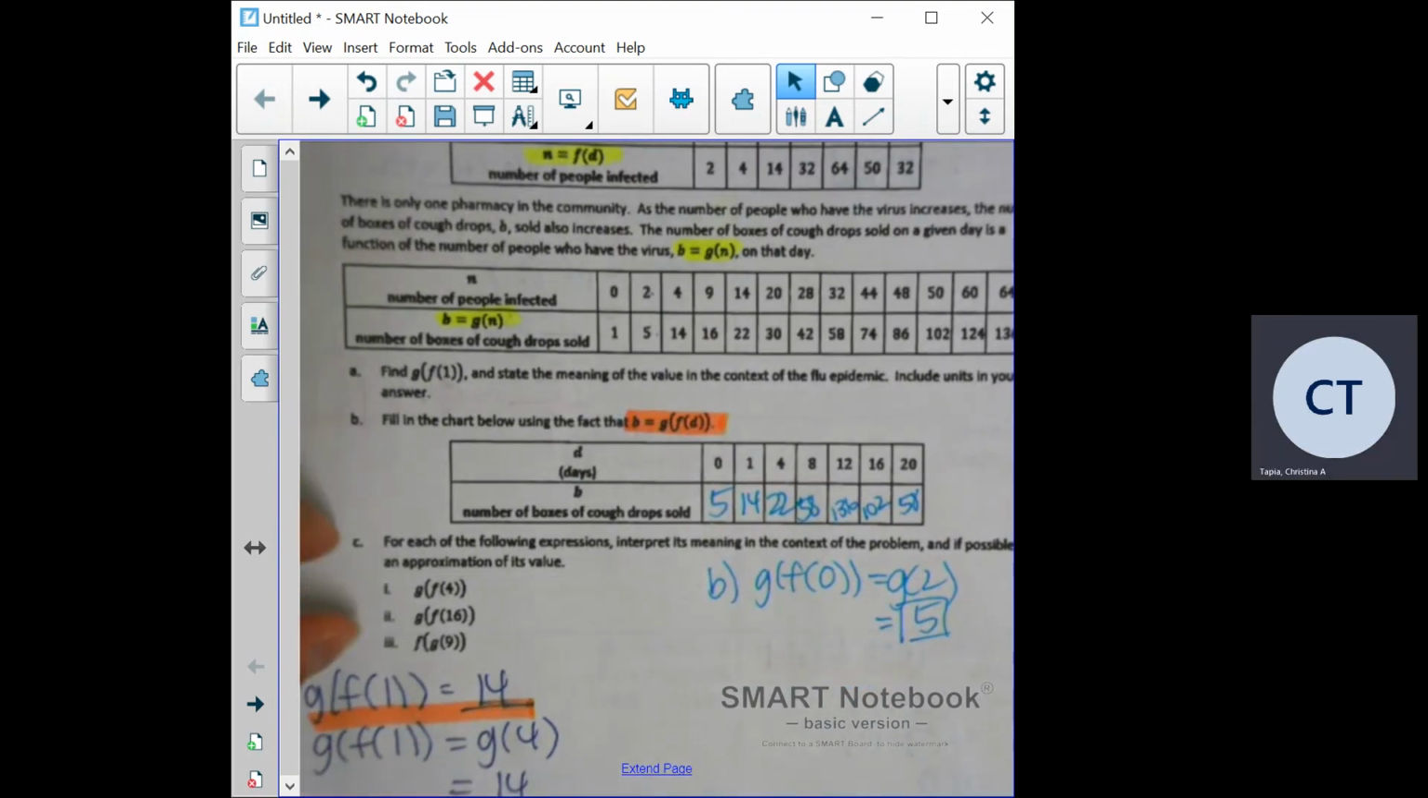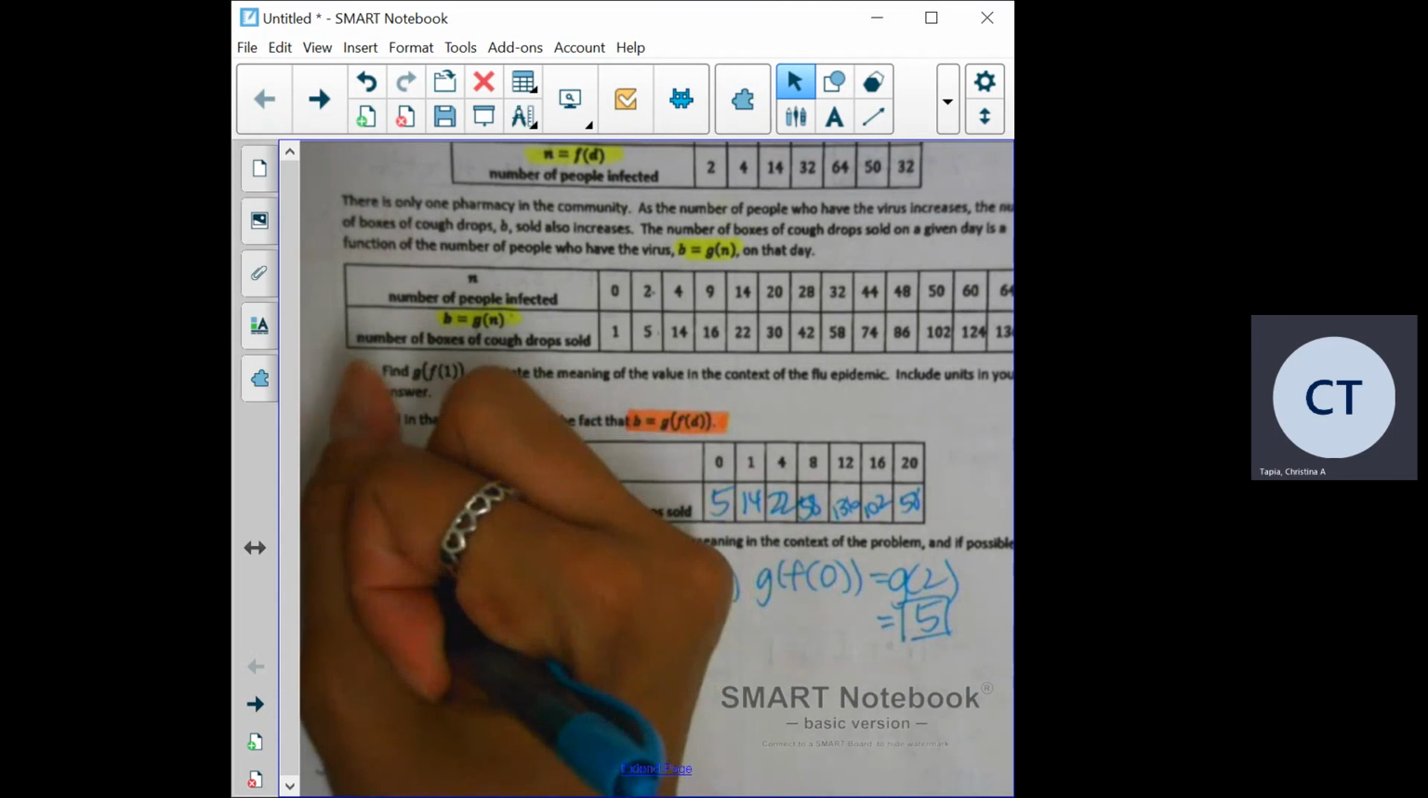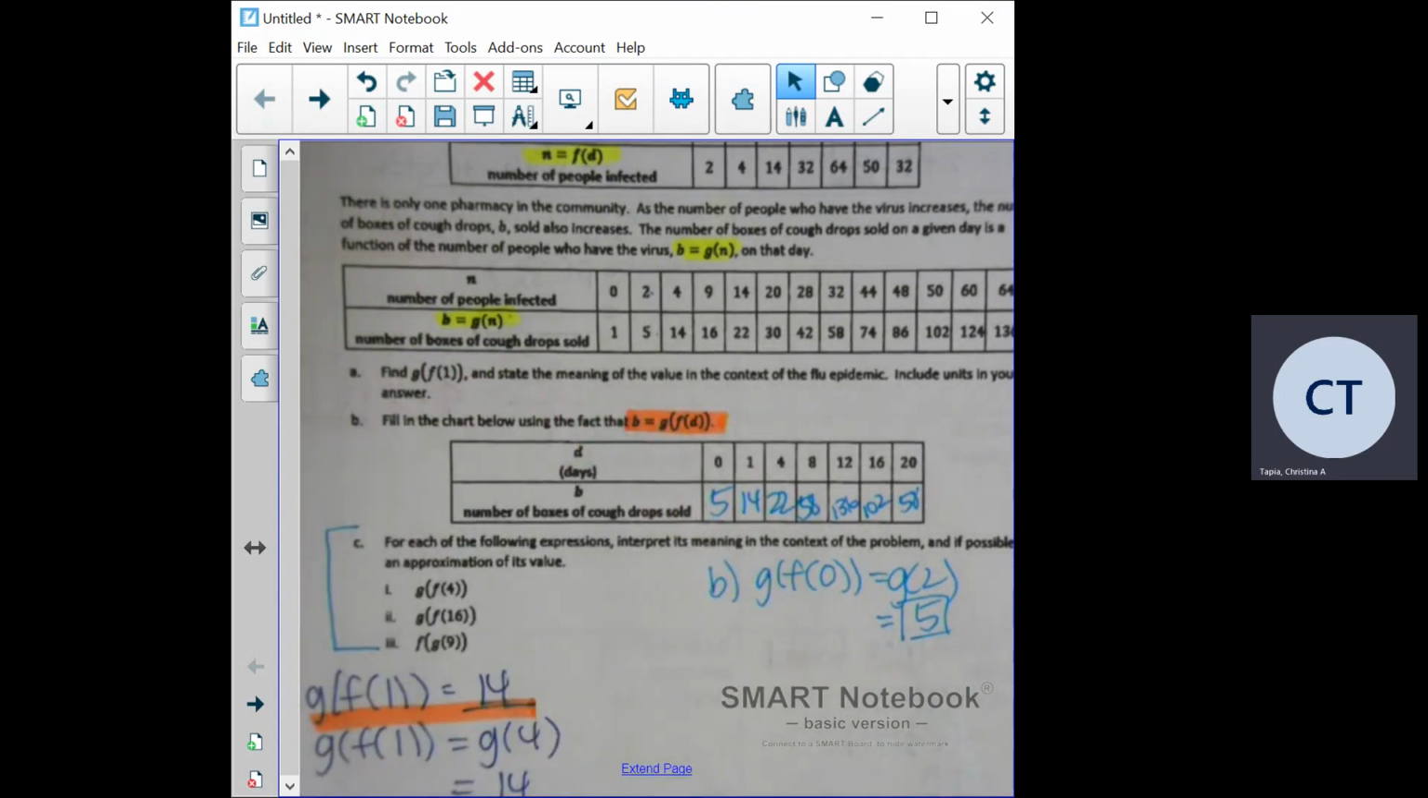I'm purposely going to leave part C for you to do on your own. This is just extra practice, because I want you to not only compute the actual value, but also interpret the meaning in the context of this problem. Are there any questions on what we just did? All right, perfect.